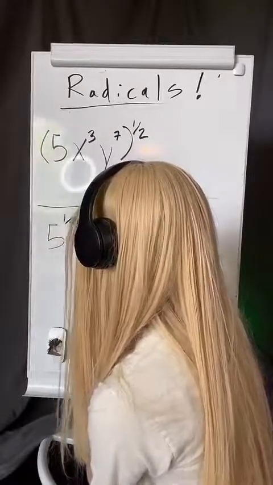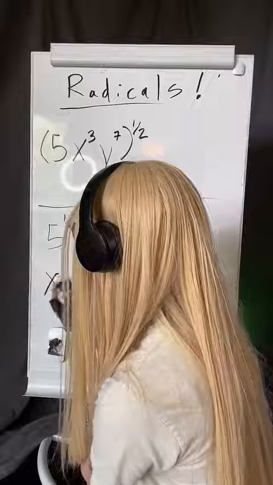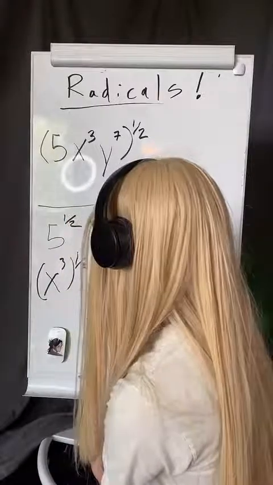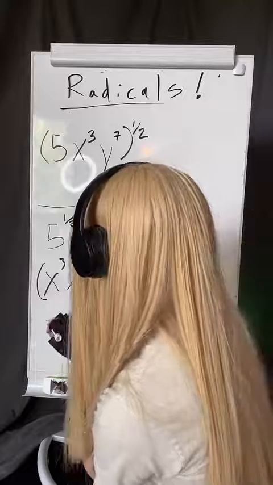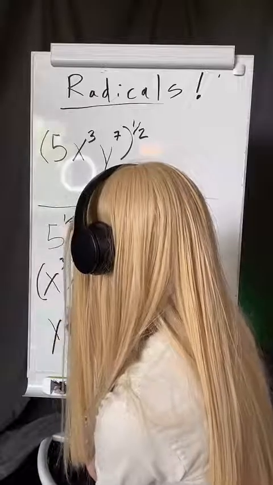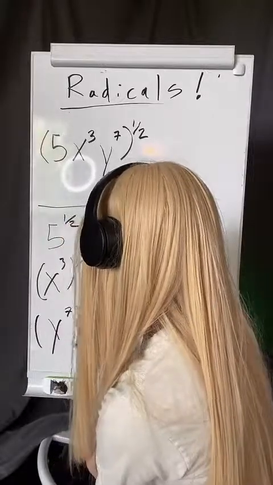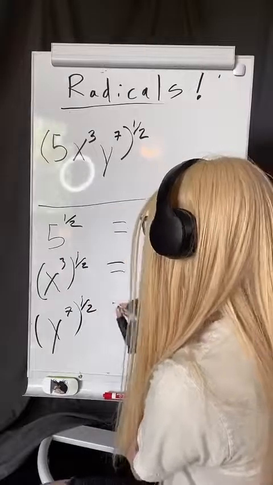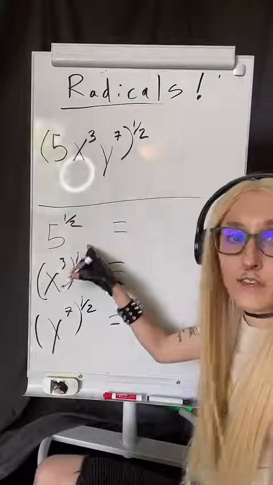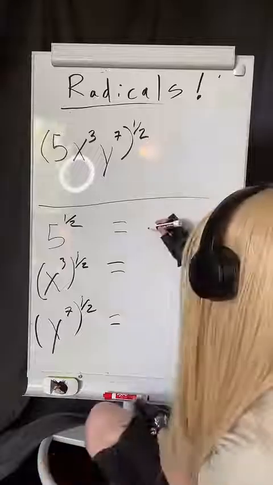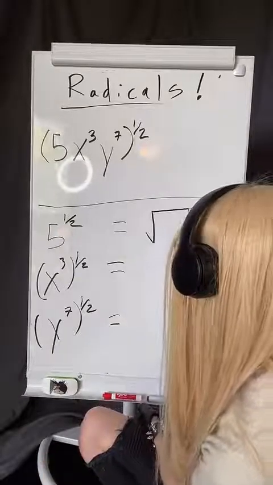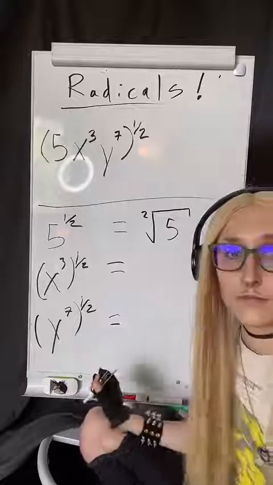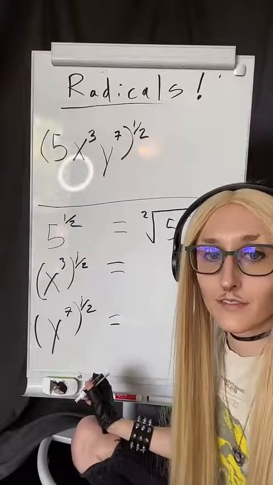What if I said 5 to the 1/2? What if I said x to the 3rd, to the 1/2? What if I said y to the 7th, and the 1/2? If I radicalize each of these, what are they going to be? 5 to the 1/2 is just going to be the square root of 5, little 2. Right?